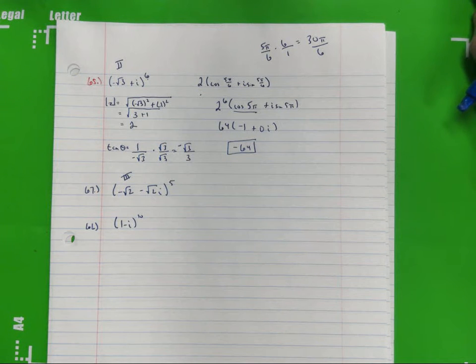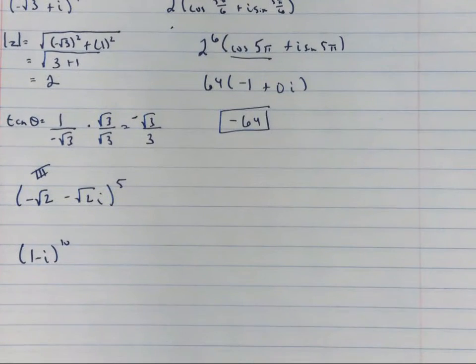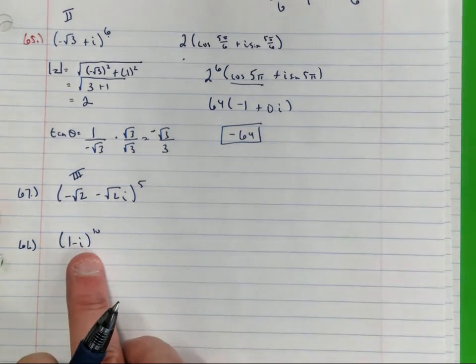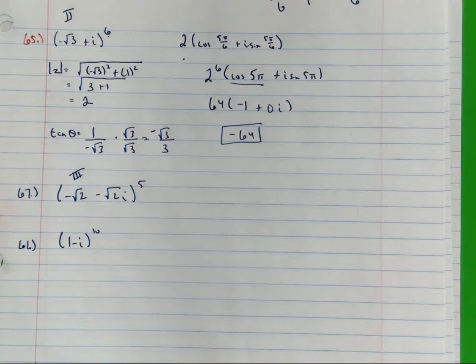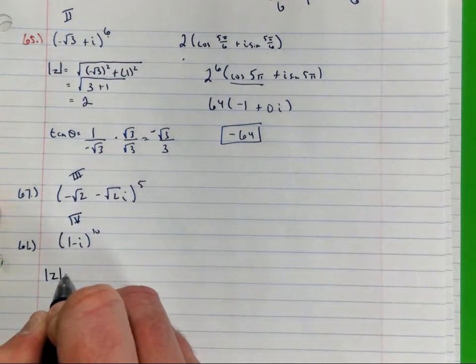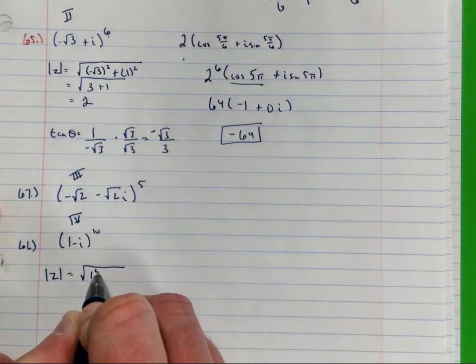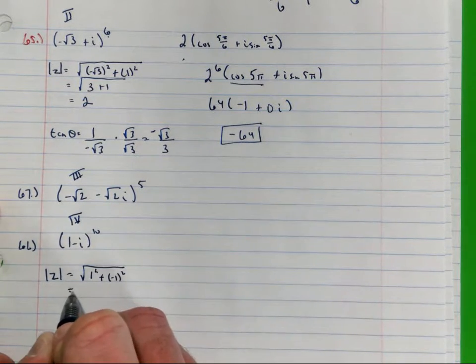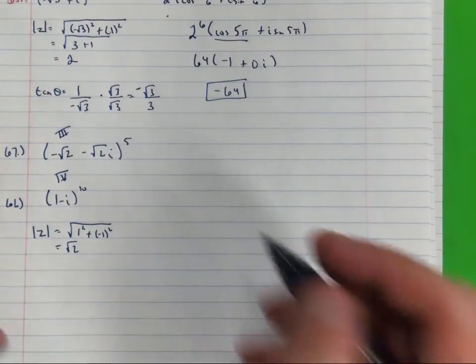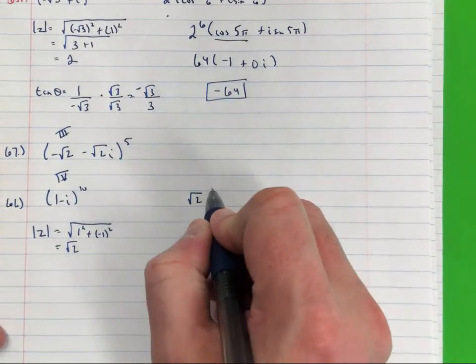We want to expand (1 − i) to the 10th power. If I was to graph this, what quadrant would that be in? Quadrant 4. Very good, because it's over 1, down 1. Let's find the modulus: 1 squared plus negative 1 squared gives me the square root of 2. So I'm going to put that on the outside here.